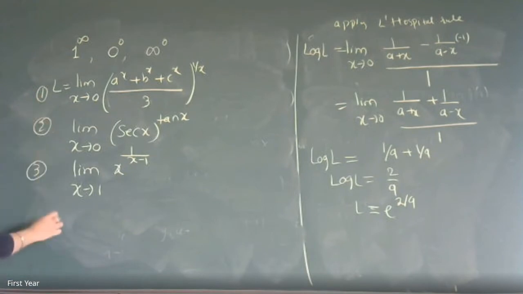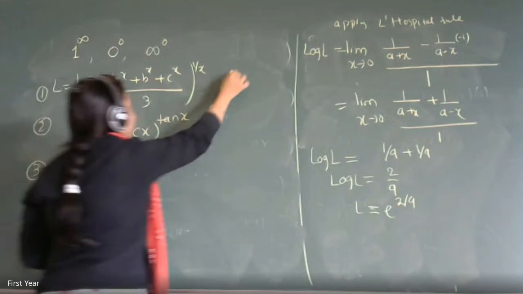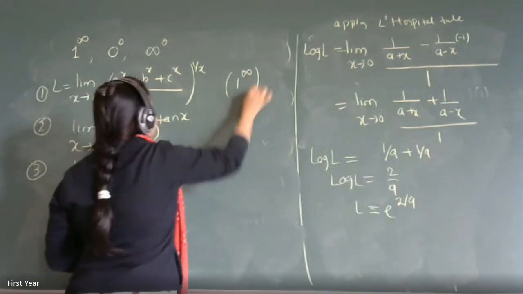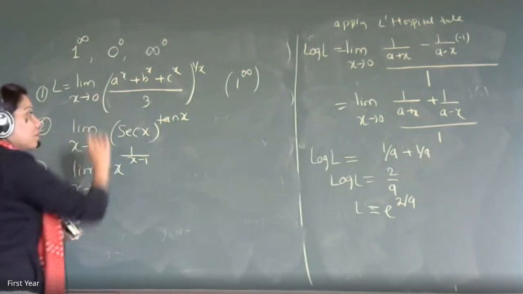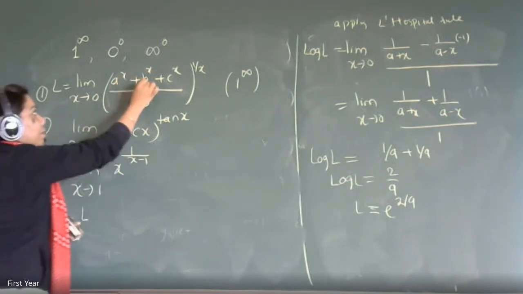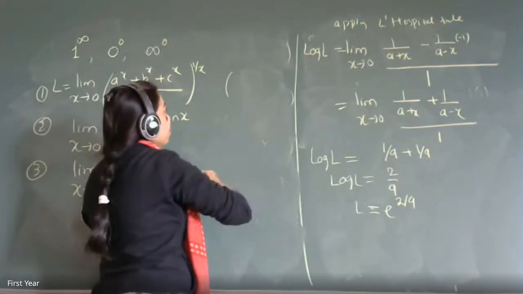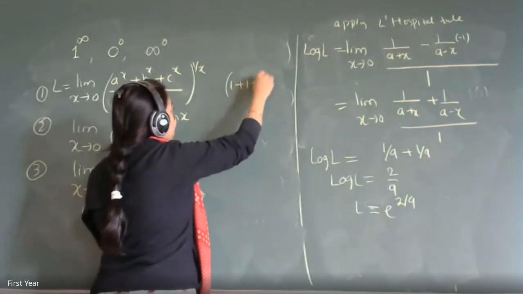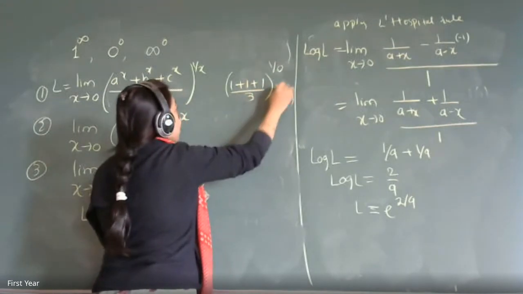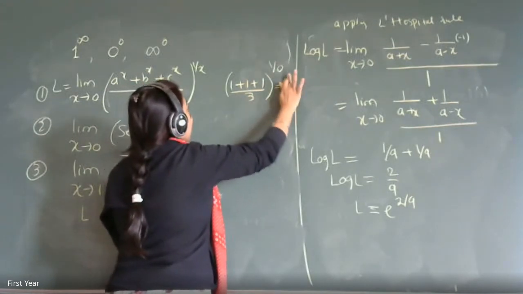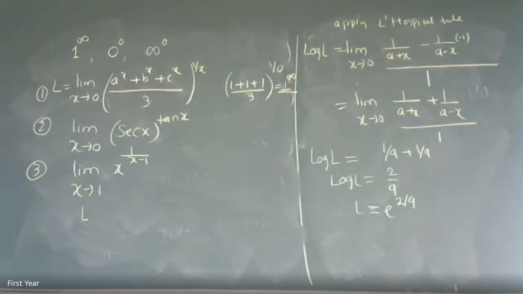The first one, L is equal to this. What is the form? Put x equal to 0. So a raised to 0 is 1, b raised to 0 is 1, c raised to 0 is 1. So it will become 1 plus 1 plus 1 by 3, that is 1, raised to 1 by 0. It becomes 1 raised to infinity. Okay, the form is 1 raised to infinity.